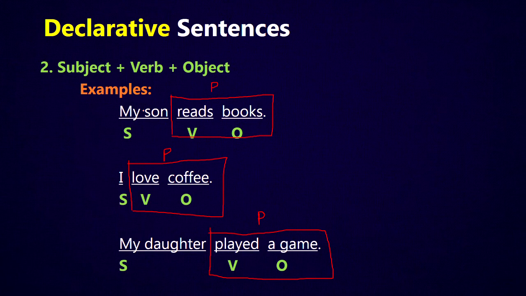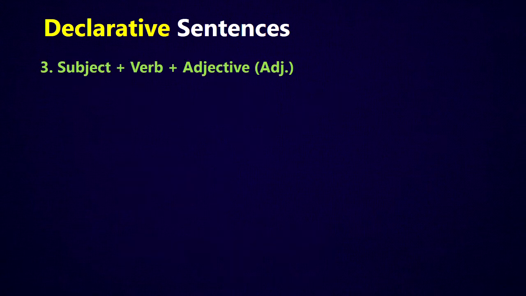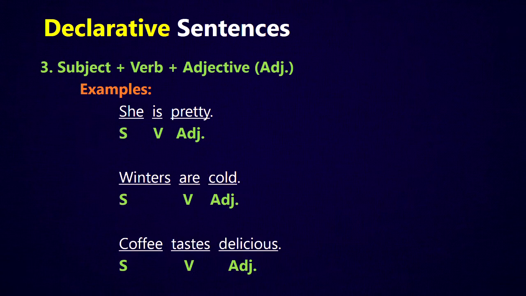the subject is doing some action, like reading, and they're reading the books. So the action is happening from the subject to the object. So my son reads books. The action is happening that way. I love coffee. The action is happening that way. If we look at the subject, verb, adjective ones, there's no action that is happening. She is pretty, winters are cold, coffee tastes delicious. There's no action. What we're doing is we're using a different kind of verb, which we call a linking verb.